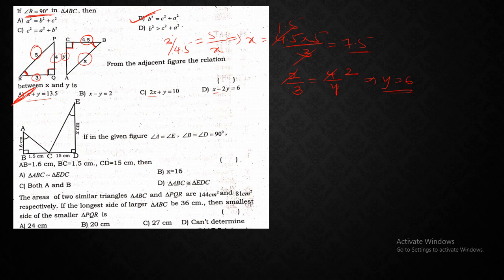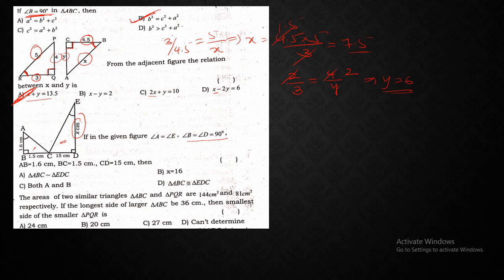Next, moving on to the next question. Angle A is equal to angle E is given. So these are right angle triangles. That means this triangle is similar to this triangle. So angle B is equal to angle D. AB is equal to 1.6, BC is equal to 1.5, CD is equal to 15. Then, what is he asking? The value of x, right? So he is asking to find out the value of x.